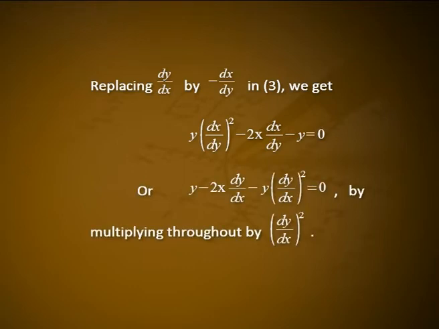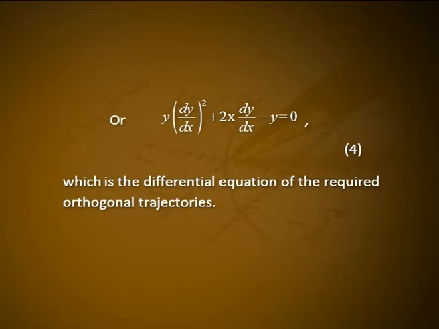Replacing dy by dx by minus dx by dy in equation 3, we get y into (dx by dy) whole squared minus 2x dx by dy minus y is equal to 0, or y minus 2x into dy by dx minus y into (dy by dx) whole squared is equal to 0. By multiplying throughout by (dy by dx) whole squared, we get y into (dy by dx) whole squared plus 2x dy by dx minus y is equal to 0, which is the differential equation of the required orthogonal trajectories.